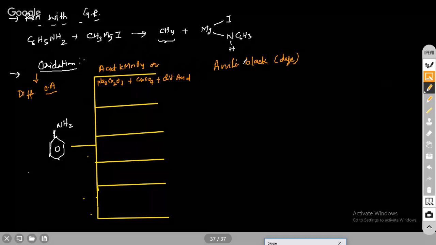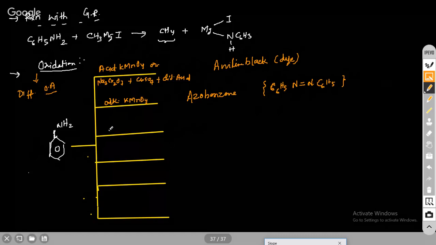Aniline black. Okay. When you use alkaline KMnO4, you have to memorize all these reactions, you'll get azobenzene. This one is important. Azobenzene is this: we have a benzene ring that is C6H5, then N double bond N, C6H5. Two phenyl groups attached with this N double bond N. This is azobenzene. 2 moles of aniline we are using. The reaction is not balanced, you must remember the product.